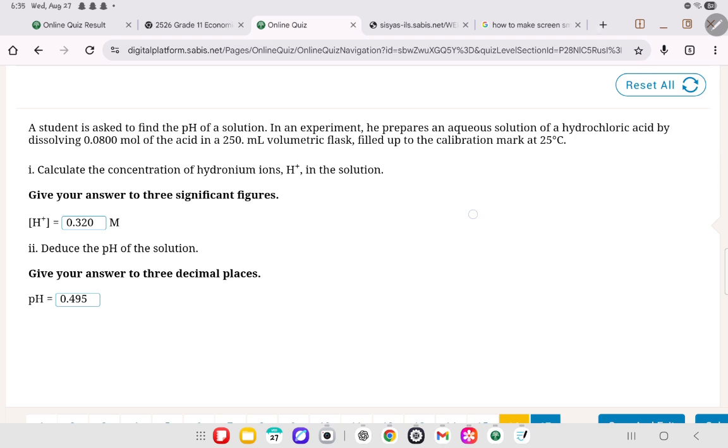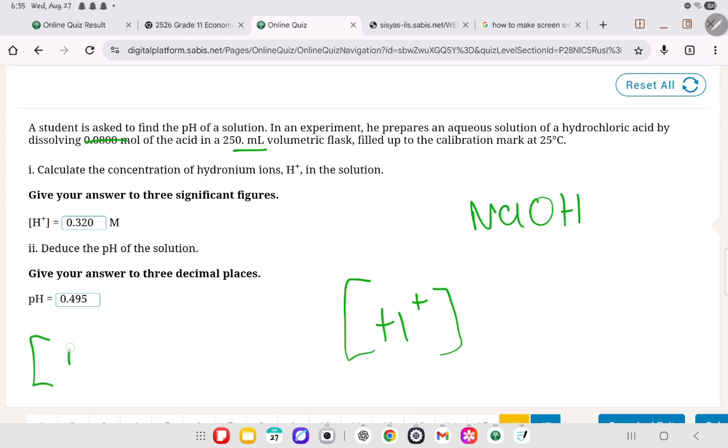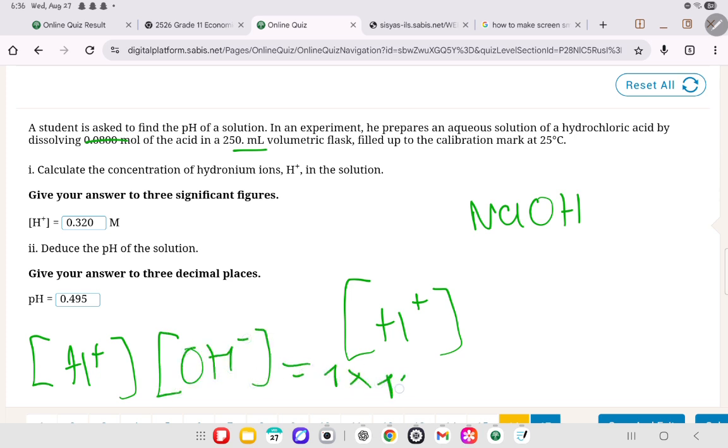Now, let's go back to what I asked before. Imagine if we had NaOH, and it's with these exact measures, and they wanted us to find the concentration of H plus. Very simply, you should know that the concentration of H plus, multiplied by the concentration of OH minus, is equal to 1 times 10 to the power of minus 14. This is something that should be kept in mind: concentration H plus times concentration OH minus is 1 times 10 to the power of minus 14.